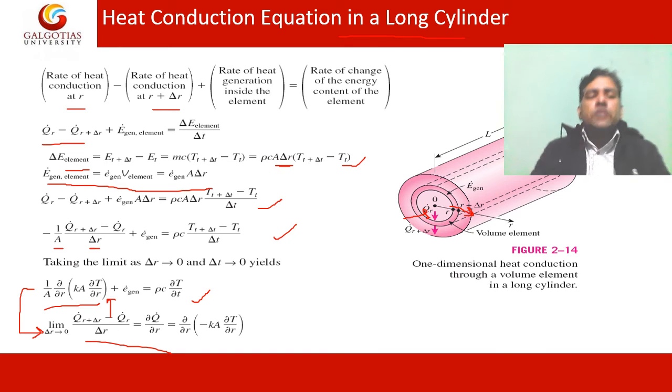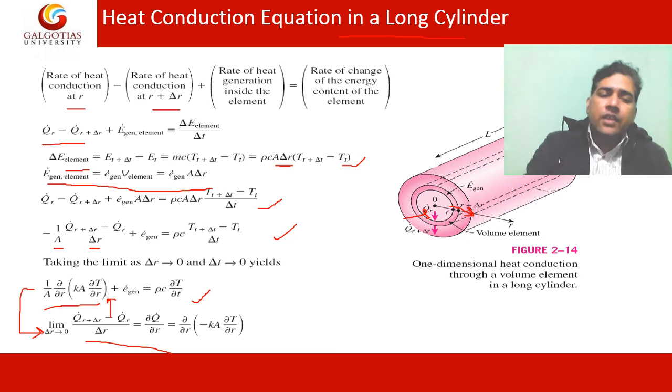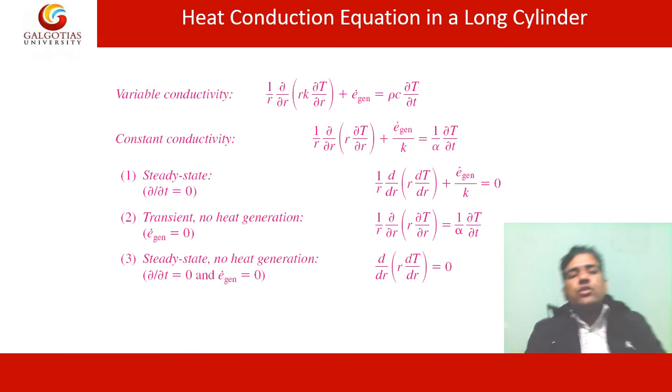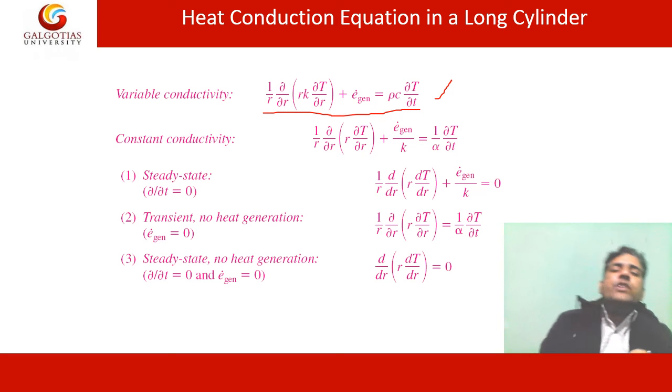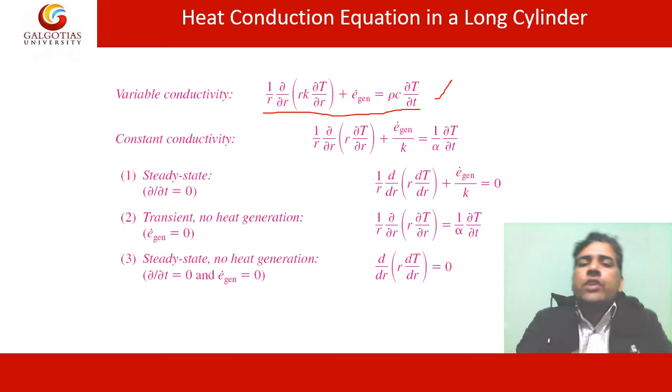This is how heat conduction in a long cylinder takes place. This is the heat conduction equation for a long cylinder, so this is the equation that we obtained. If the conductivity is variable, then it is represented in this form for a long cylinder. This is the general equation in one dimension for a long cylinder.